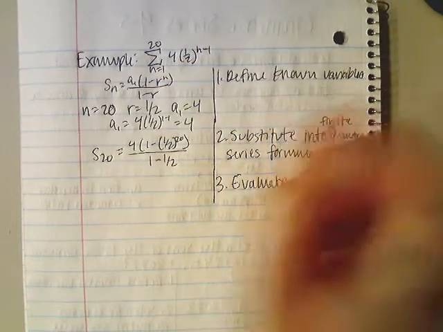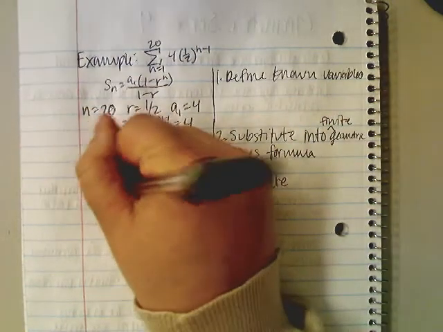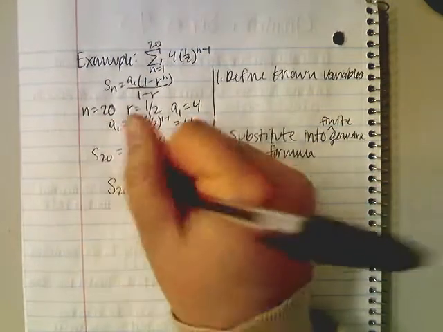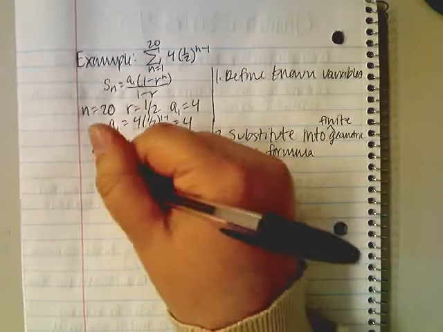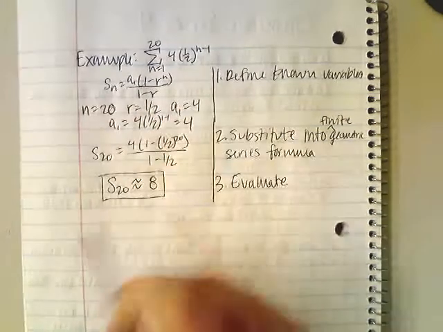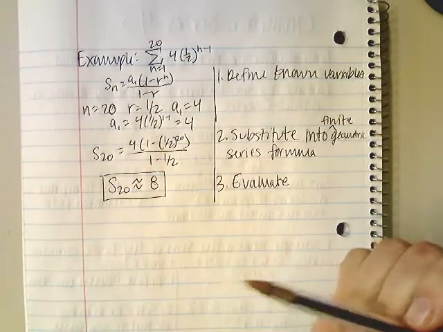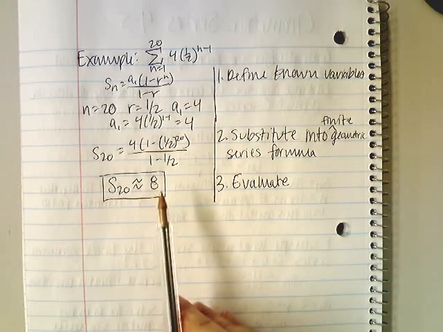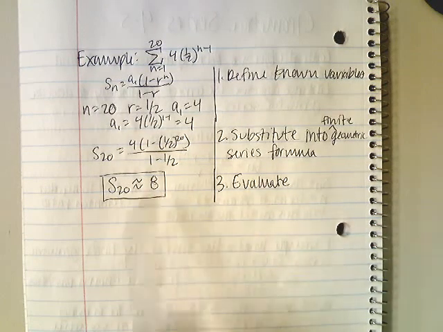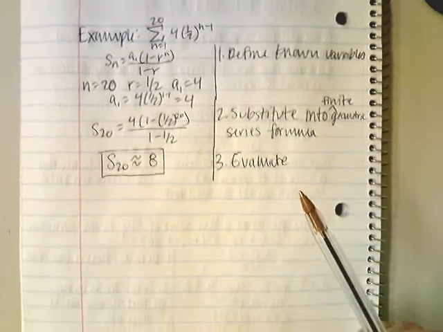And again, you can use a calculator. Make sure you plug it in pieces and are careful as you plug it in, but you should get S20 equals approximately 8. The sum to the 20th term is approximately 8. It's actually 7.99999 something, but if we round to 2 decimal places, it will be 8.